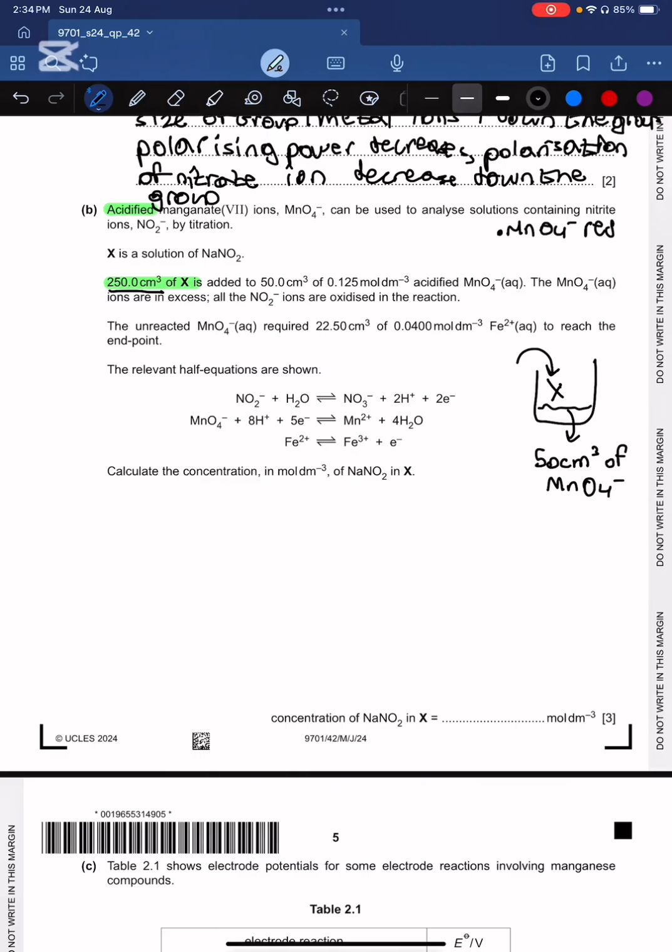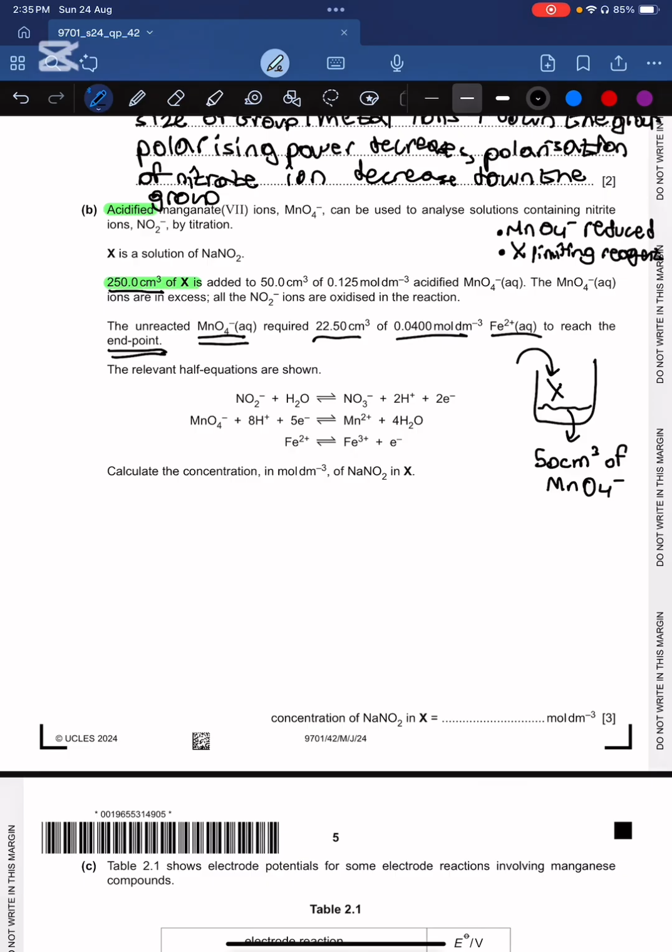MnO4 minus is reduced. X is the limiting reagent, and the unreacted MnO4 minus was obviously in excess. Some of it reacted with X and some of it was left. So now the unreacted MnO4 minus required this much Fe2 plus to reach the endpoint. The relevant half equations are shown.